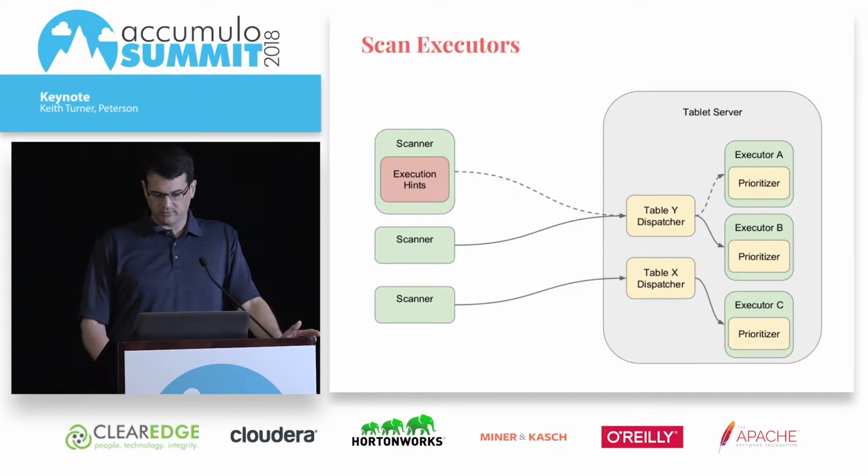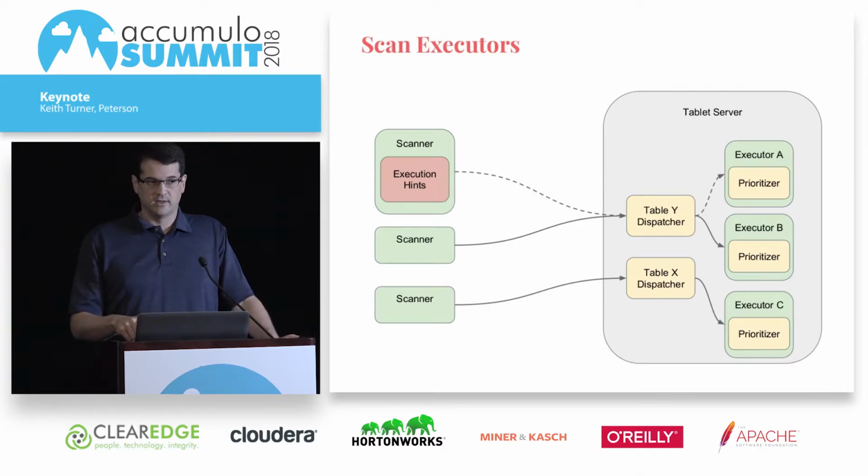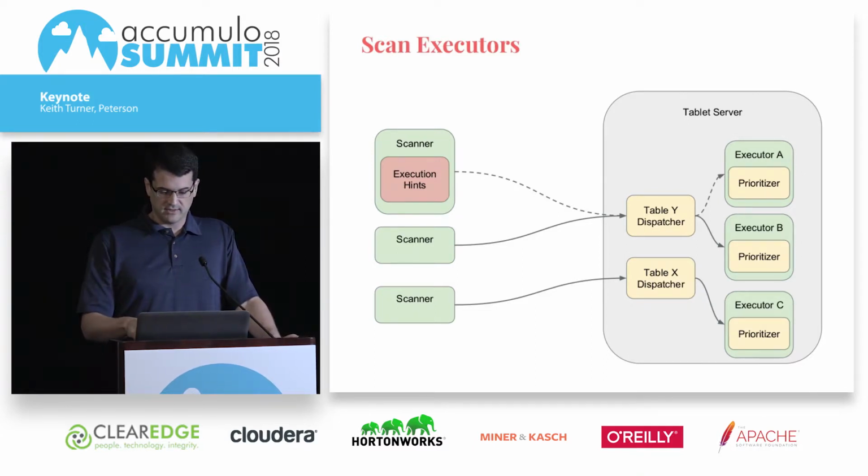And in this example, there's 3 scanners. The 2 scanners on table Y, one of them ends up being processed by executor A, possibly because of the execution hints it sent. And the other scanner for table Y gets processed by executor B.